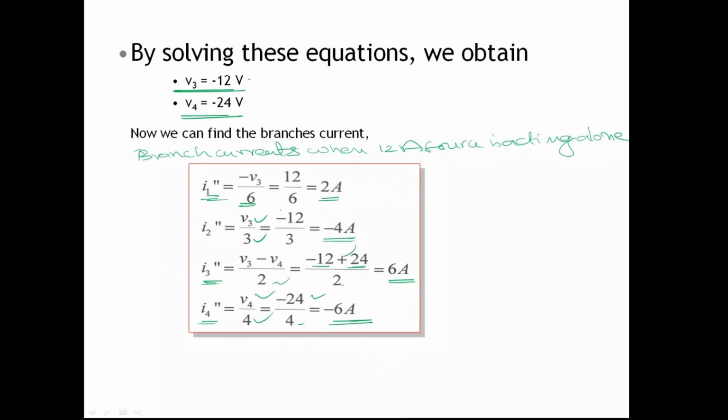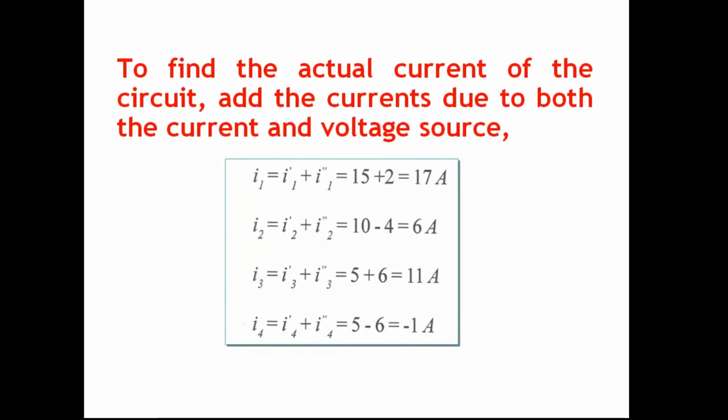According to the superposition theorem, to find the actual current of the circuit, add the currents due to both the current and voltage sources. So add the currents obtained from the voltage source and from the current source. Here I1 single dash is the branch current I1 due to the voltage source, and I1 double dash is the branch current I1 due to the current source. Similarly, the others are also like this. So take the algebraic sum of these. I1 dash was already 15, plus 2 gives 17 amperes; similarly 6 amperes, 11 amperes and 1 ampere if you substitute. So this is what we call the superposition theorem.